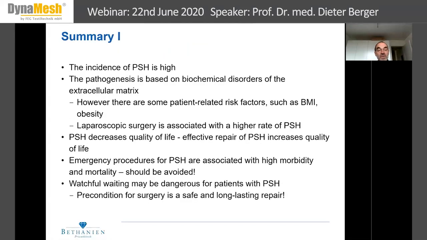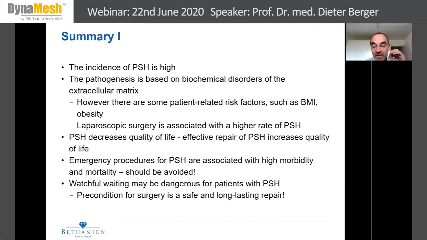So when summarizing what I have shown, first of all, the incidence is high. The pathogenesis is a problem of the extracellular matrix, as it has been shown for the incisional hernia. Further risk factors, such as BMI and obesity, play a role during the pathogenesis. Laparoscopic surgery may be associated with a higher rate of parastomal hernia. The hernia decreases the quality of life, and therefore an effective repair is really necessary.